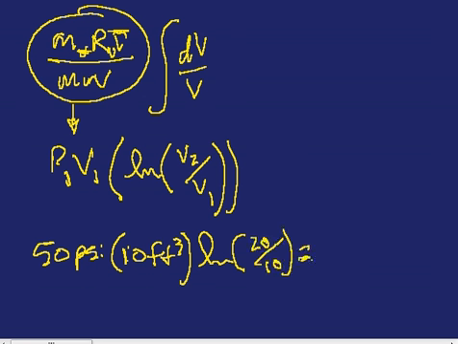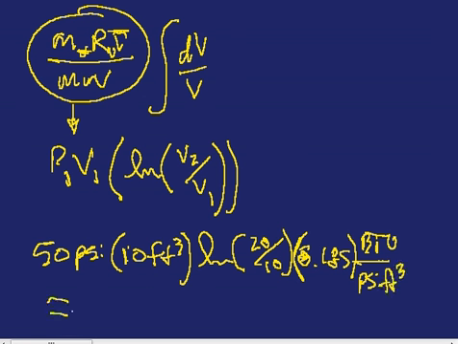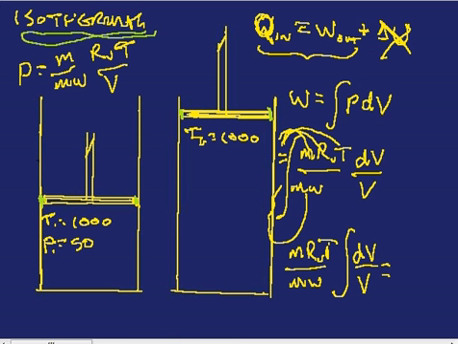Let's multiply that times 0.185 BTUs per psi feet cubed. And that comes to 64.1 BTUs. So we'll go up here to where we had our energy balance, and we have Q in equals W out, and they're both 64.1 BTUs. So that takes care of the situation where we have constant temperature, or an isothermal process.